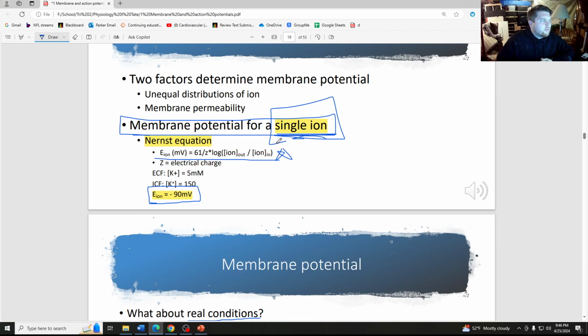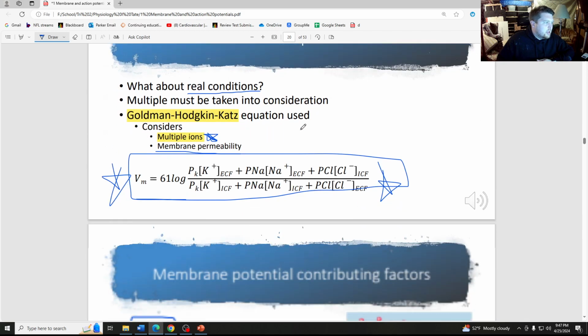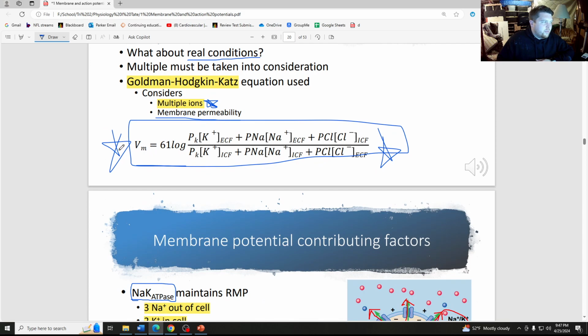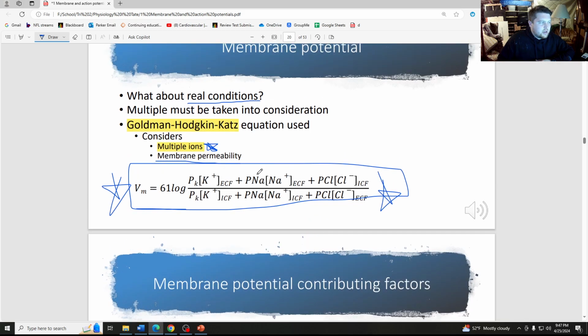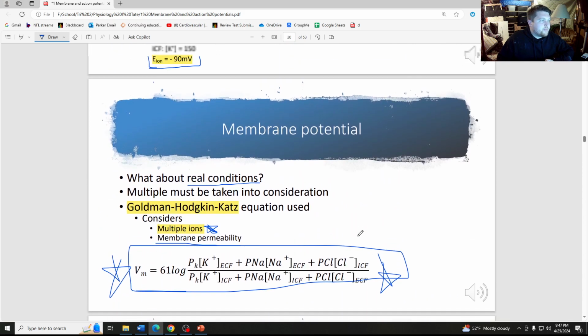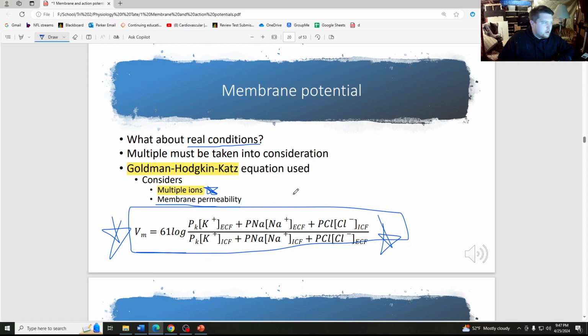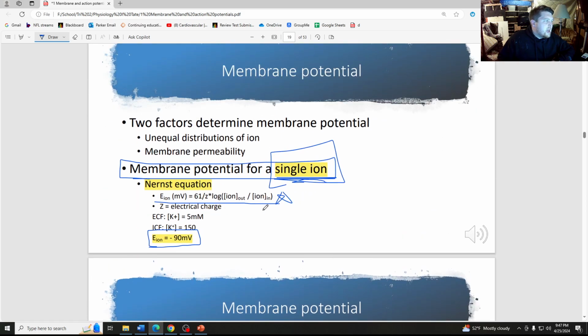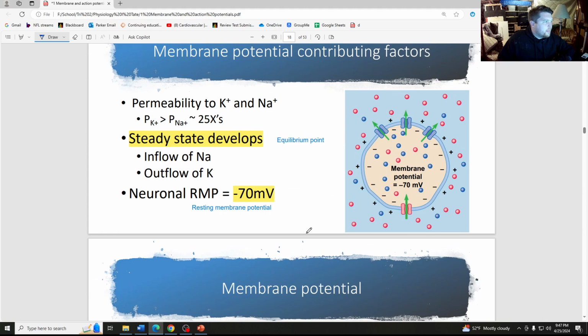So I would recognize the equation, the 61 over z times the log, and also recognize roughly this equation as well, the 61 log of the top versus the bottom, ECF over ICF, or ICF over ECF. Generally, don't forcibly memorize this entire thing and how to calculate all this, but know what the equation generally talks about. Okay? That's going to be it for part 3, just talking about those two equations and what they refer to.